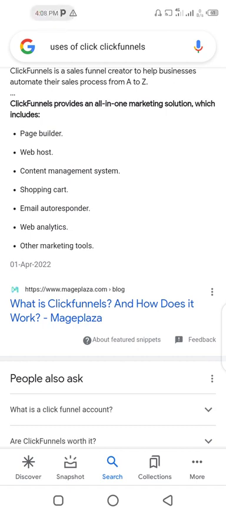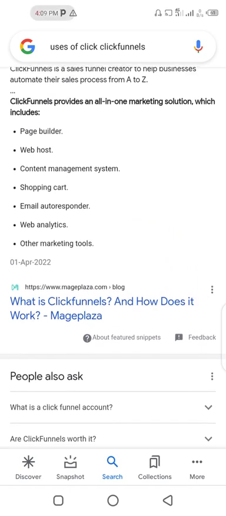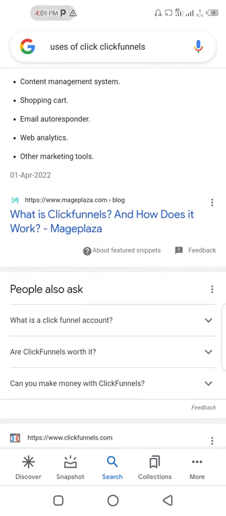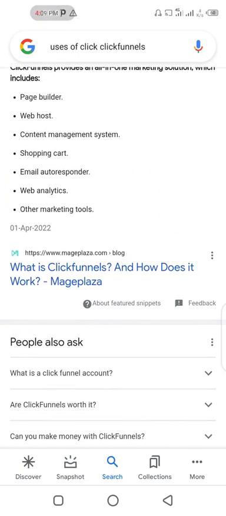ClickFunnels basically provides us all-in-one marketing solutions, which include page builders, web hosts, content management system, shopping cart, email autoresponder, web analytics, and other marketing tools.